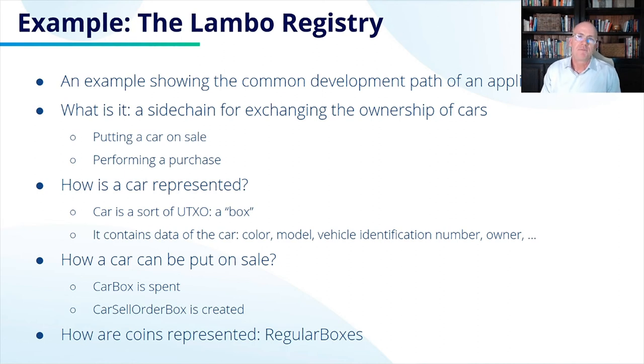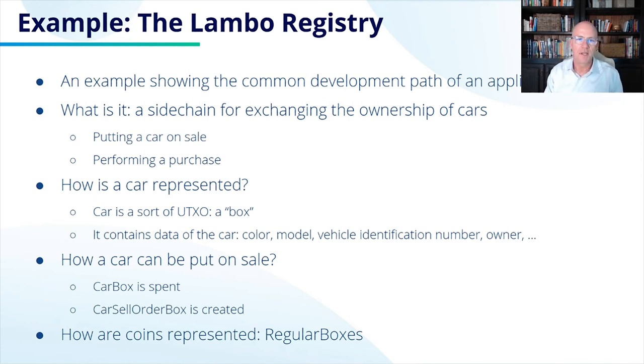It's a sidechain for exchanging the ownership of cars. It starts out as an MVP, a minimum viable product, just saying, I have ownership of this car, here's the VIN number, and I'm going to put it for sale, and then we're going to transfer Zen to that sidechain, pay for the Lambo, and then the seller transfers the Zen back to the main chain. So that's a good example. Obviously, a real car registry would need other features, and we'll add these on in time.